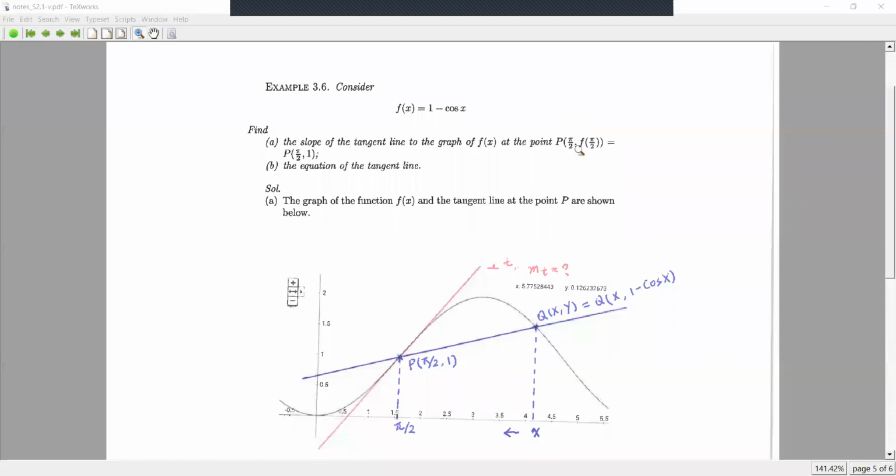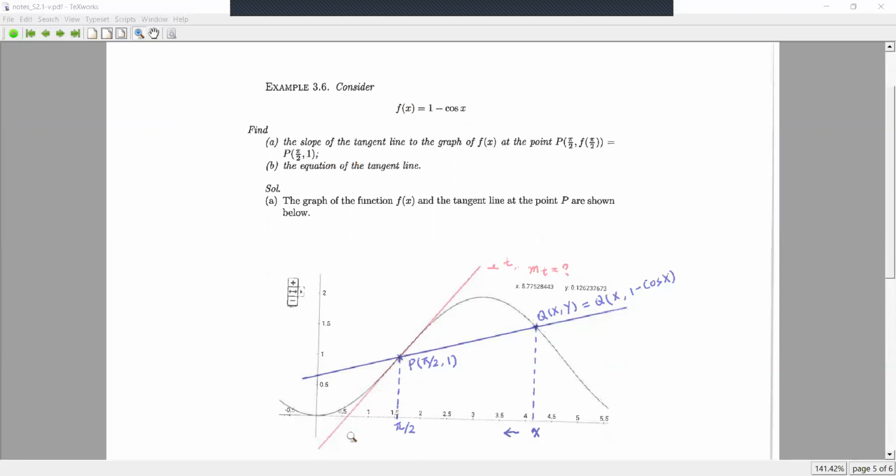The x coordinate is pi over 2. Pi over 2 is about here. The y coordinate is the function value at pi over 2. Because the y coordinate is a function value, point P is on the graph of the function. Point P is here on the graph of the function. The function value at pi over 2: plug in pi over 2 for x here. Then f of pi over 2 is 1 minus cosine pi over 2. Calculator. The function value is 1. So 1.